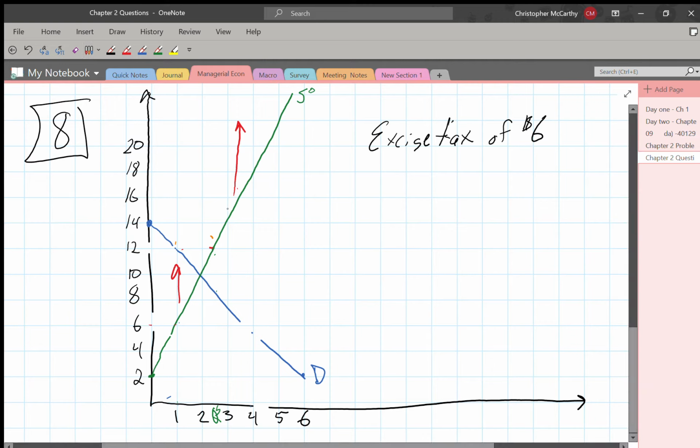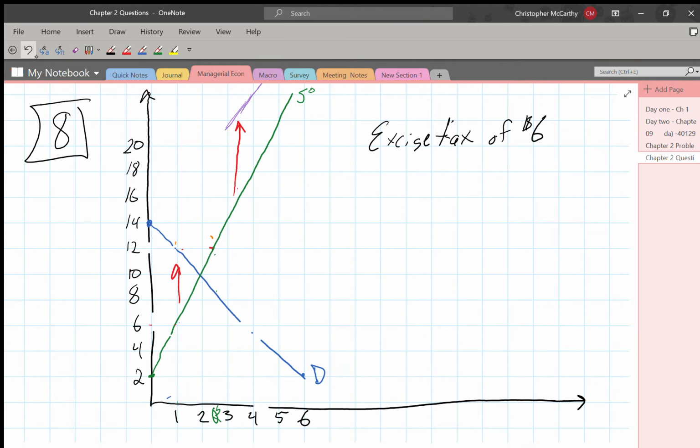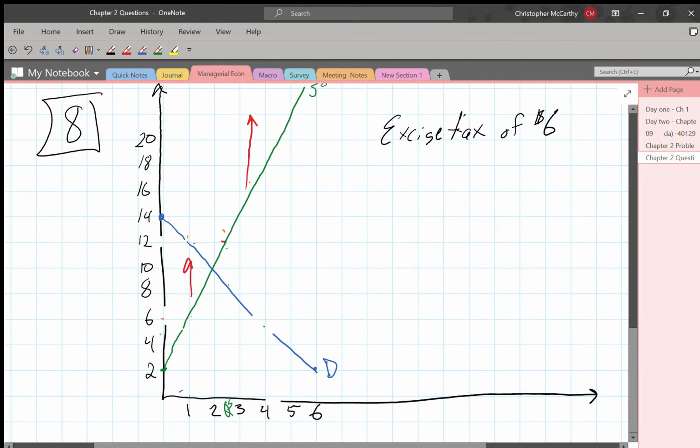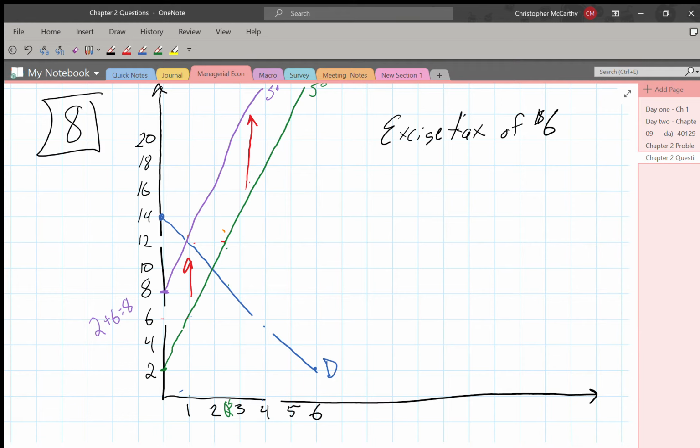So this up here, and it's going to go through it. So now instead of 2, it's going to go through 8, right? Because 2 plus 6 is equal to 8, and it's a $6 tax. And then it's going to have the same slope. So that's what it should look like.